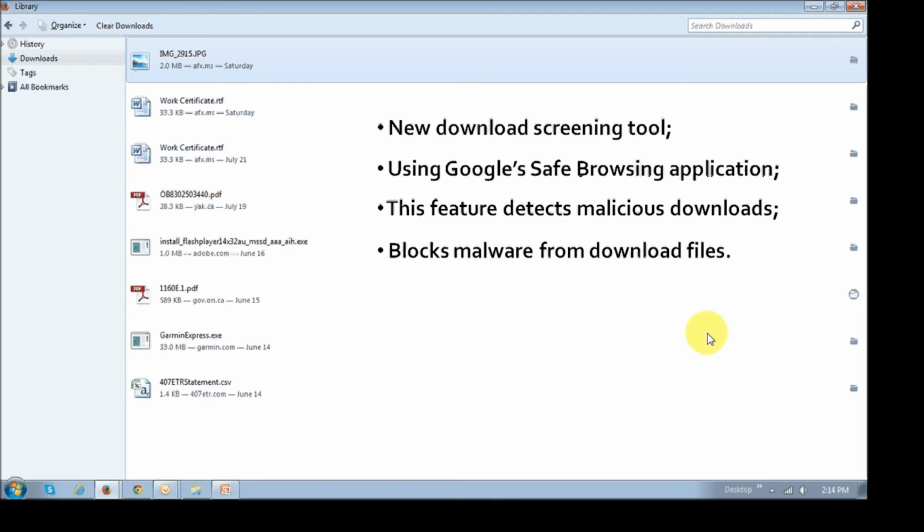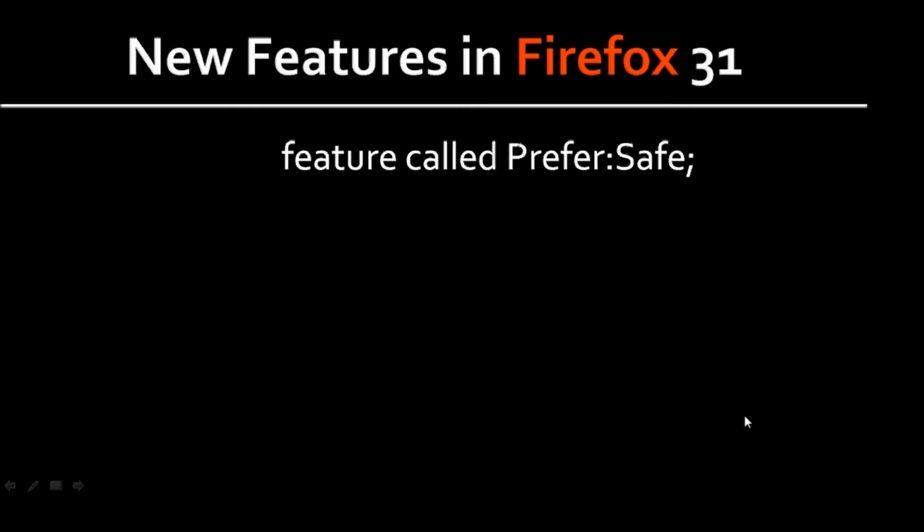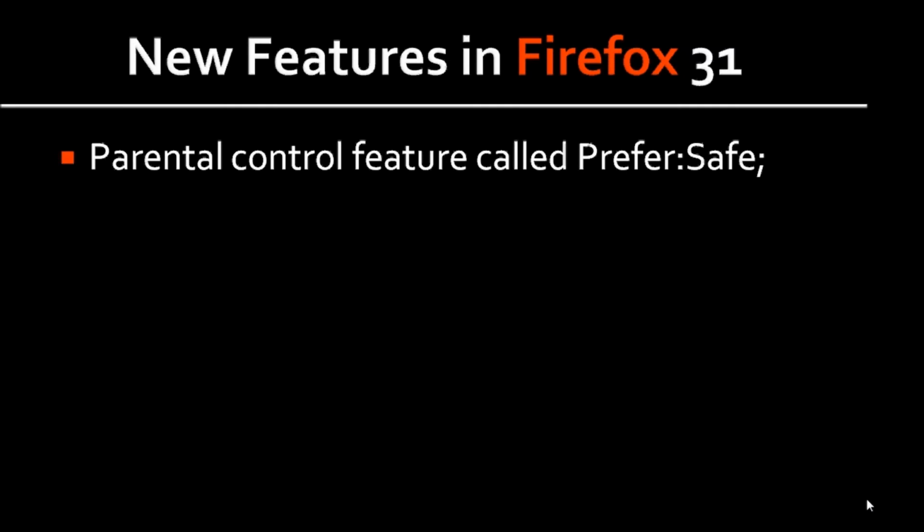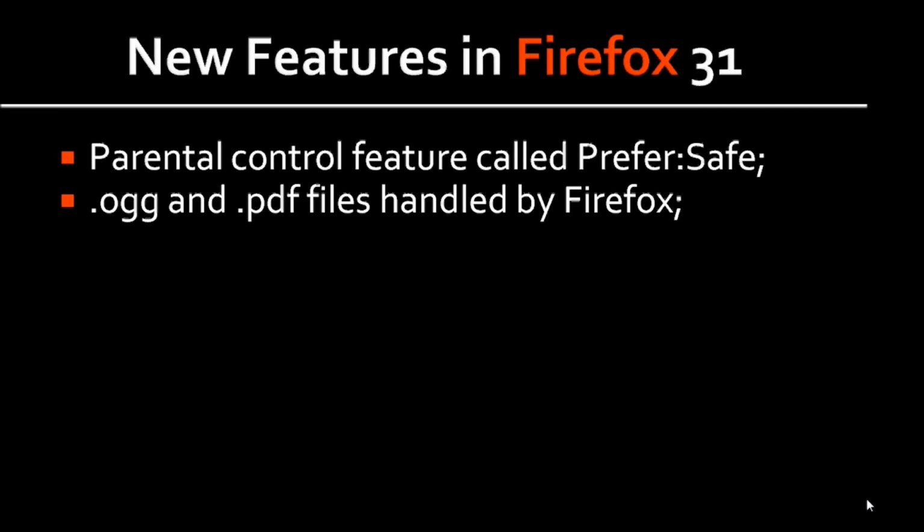The other new features and enhancements in Firefox 31 include a parental control feature called Prefer Safe, and this is basically enabled through the HTTP header. Firefox will automatically handle PDF files and OGG files, which are essentially audio video files. So these files will be handled internally unless a specific application is selected.